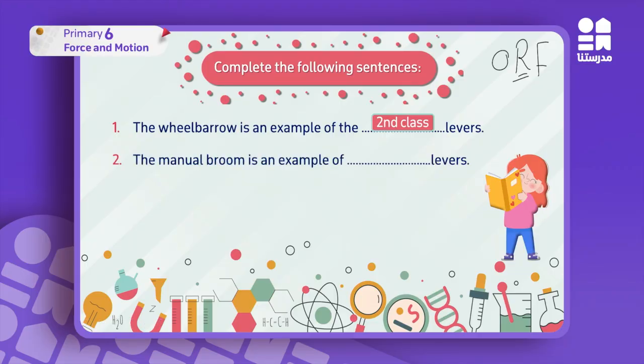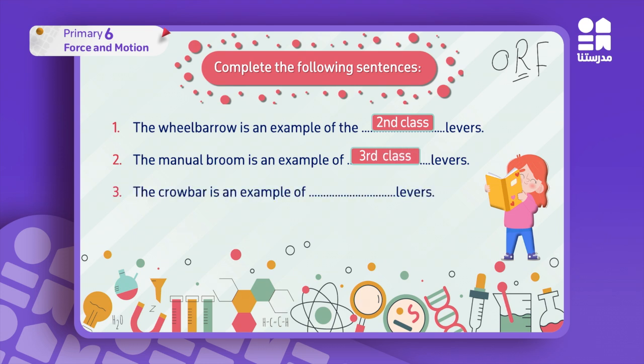Question number 2. The manual broom is an example of space lever. With the manual broom, I fix this hand and move this one, and the resistance is on the ground. The moving hand is the effort force. So the effort is in between, it's a third class lever.